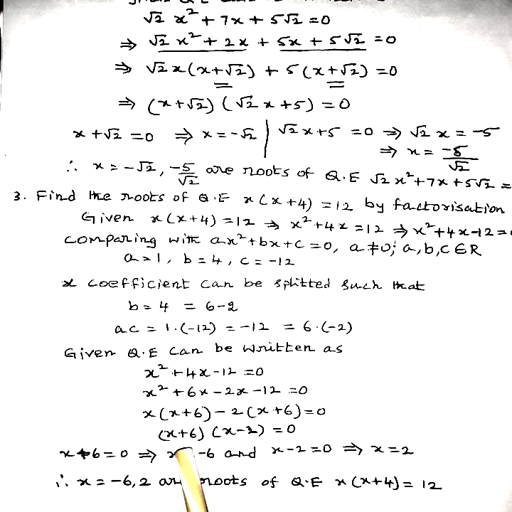Therefore, considering x plus 6 equal to 0, we get x equal to minus 6, and considering x minus 2 equal to 0, we get x equal to 2. Therefore, x equal to minus 6 and 2 are the roots of the quadratic equation x multiplied by x plus 4 equal to 12. Now, students have to verify that these values minus 6 and 2 satisfy the given quadratic equation x multiplied by x plus 4 equal to 12.